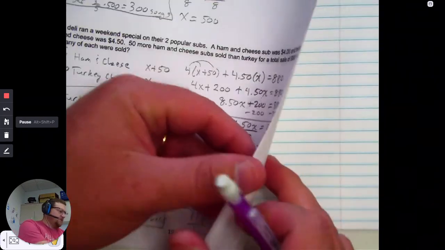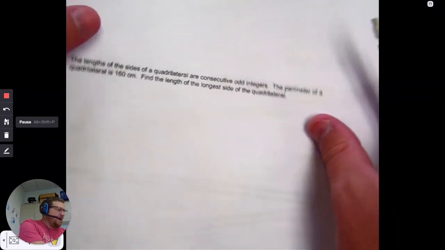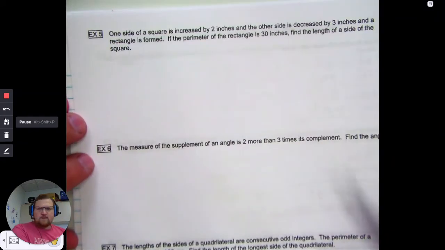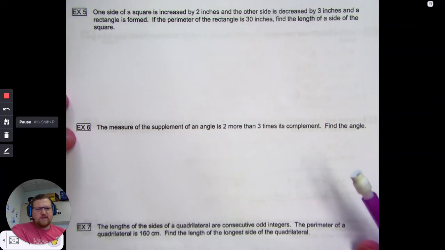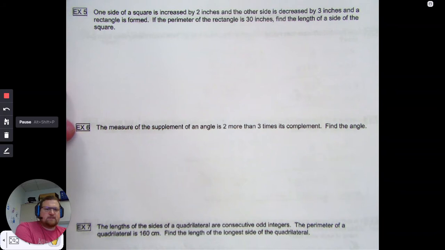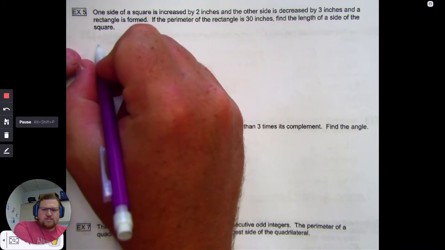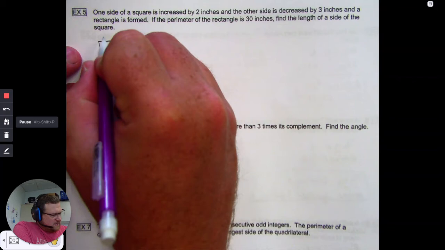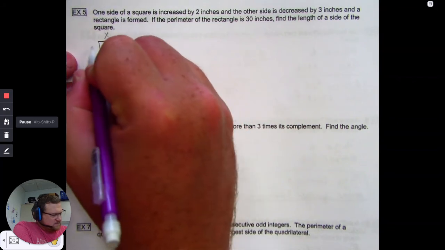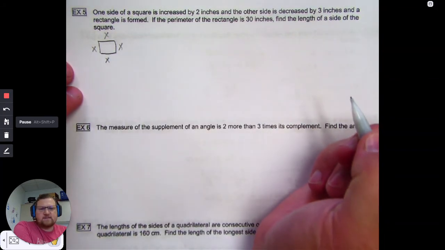Okay, so if we go to the next examples on the back, it says one side of a square is increased by 2 inches and the other side is decreased by 3 inches, and a rectangle is formed. If the perimeter of the rectangle is 30 inches, find the length of a side of a square. So I always like to draw pictures when we're talking shapes. I just feel like it's so incredibly helpful. So if we start off with a square, right, a square is x by x by x by x.